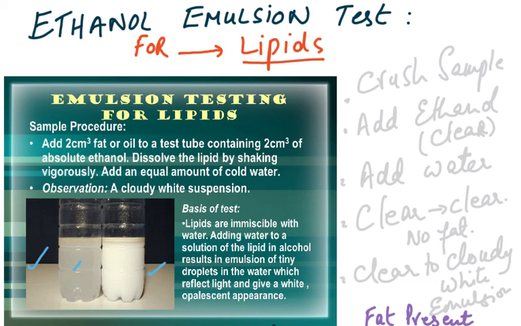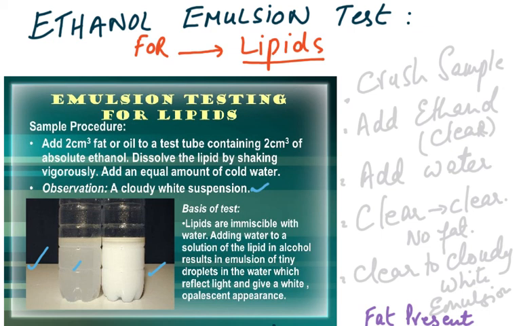Now look at this procedure that I've given you here. Add 2 cm³ of fat or oil to a test tube containing 2 cm³ of absolute ethanol. Dissolve the lipid by shaking vigorously. Add an equal amount of cold water. Observation: a cloudy white emulsion, naturally, if fat is present. But if it remained clear, that meant fat wasn't present.